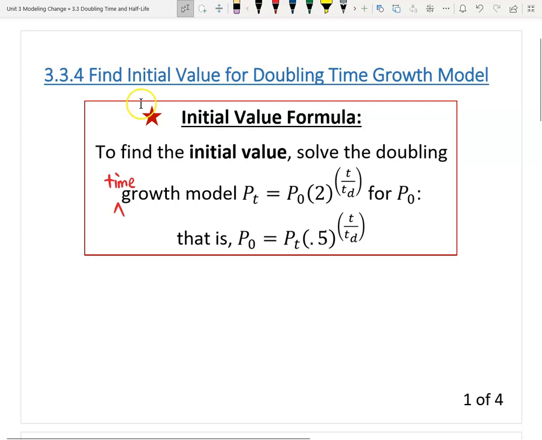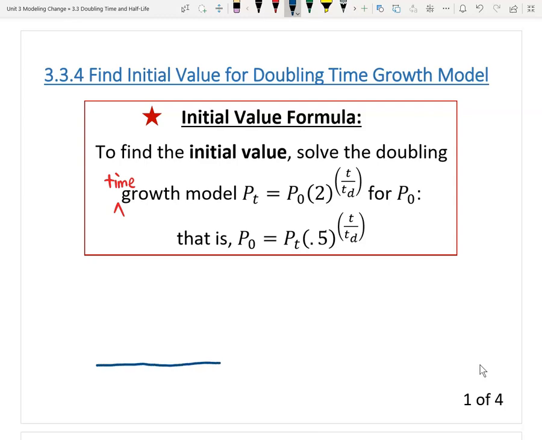In this video, I will introduce a formula to find the initial value for the doubling time growth model. Here is the formula we call the initial value formula. To find the initial value, solve the doubling time growth model for P0. We can definitely find the initial value P0. Okay, let me draw a graph to show you the meaning.